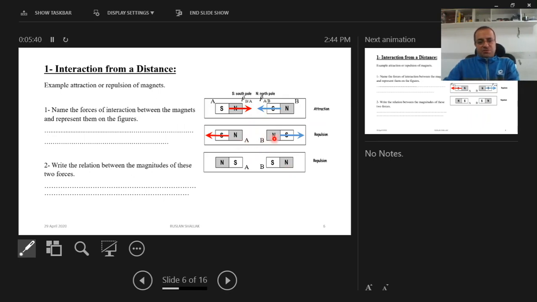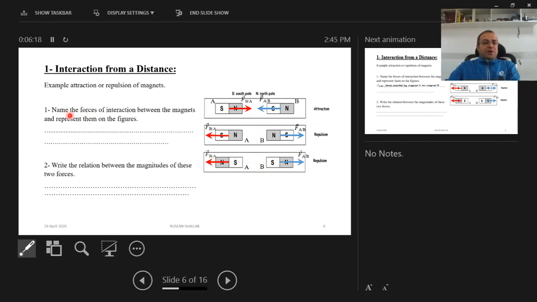Here we have repulsion. Magnet A tries to repel magnet B, and it exerts a force on the center of gravity of magnet B, which is here. At the same time, magnet B tries to repel magnet A, and it exerts a force at the center of gravity of magnet A. So this force should be Fb on A, and this force should be Fa on B. The same as here, they repel each other because we have S and S.